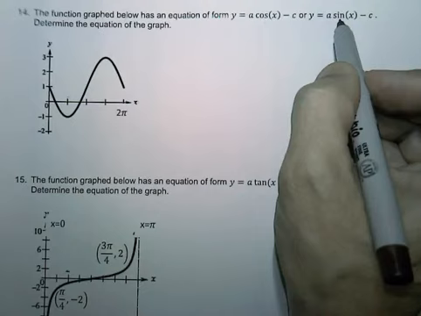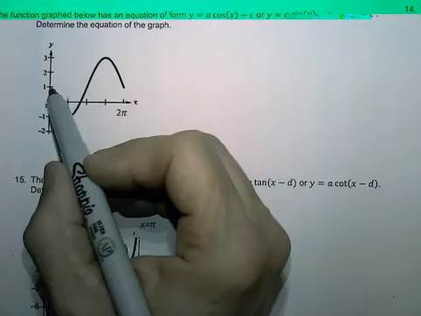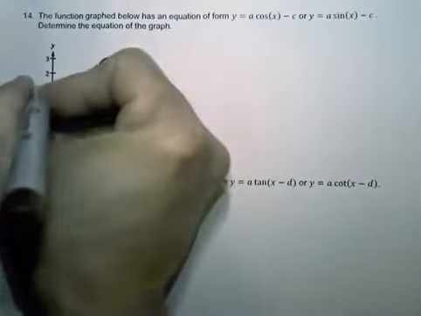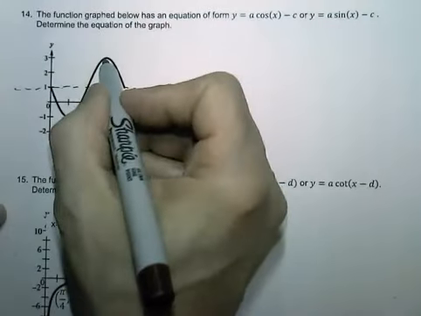The first thing I want to look at is whether this looks more like a sine graph or a cosine graph. One thing I want to think about here is that the middle of my graph is right here. This is my minimum point and this is my maximum point.